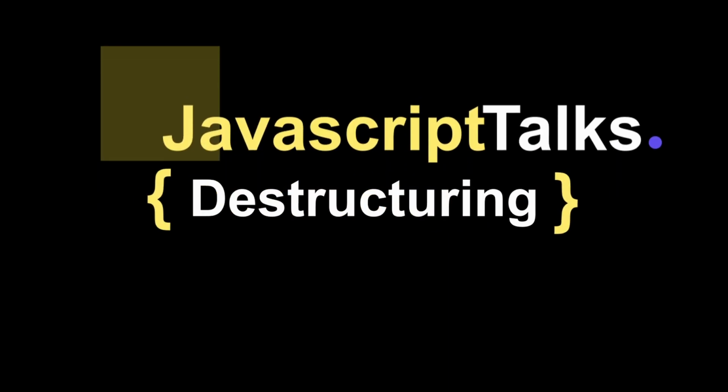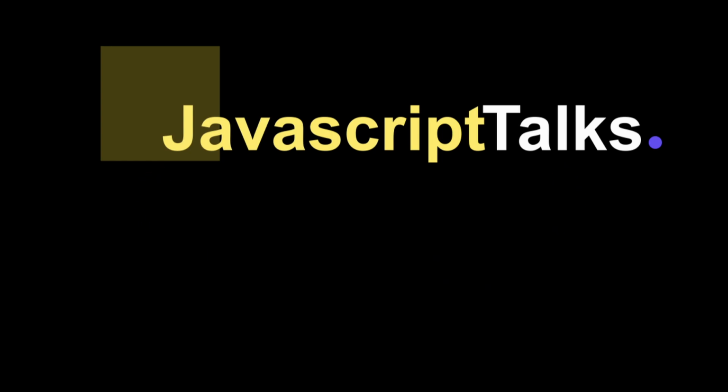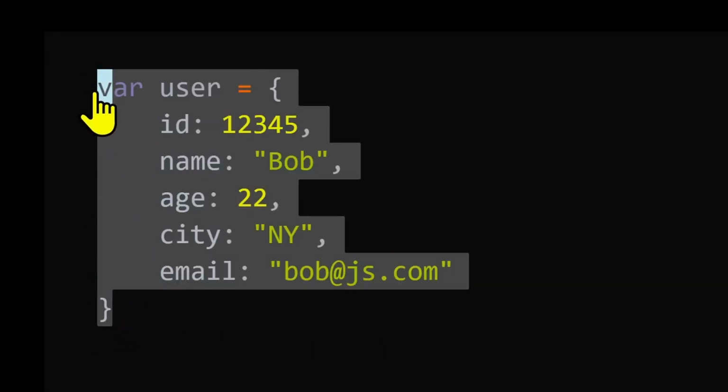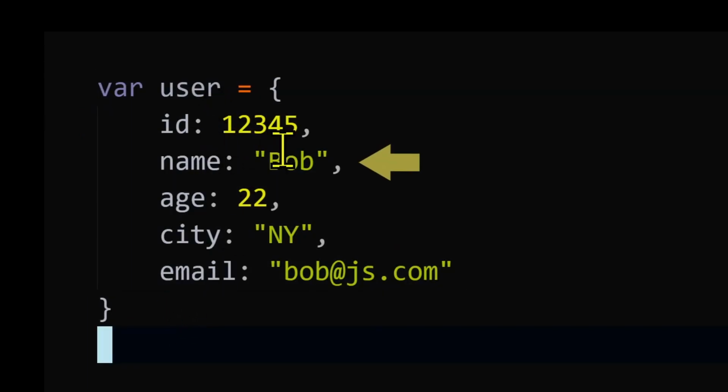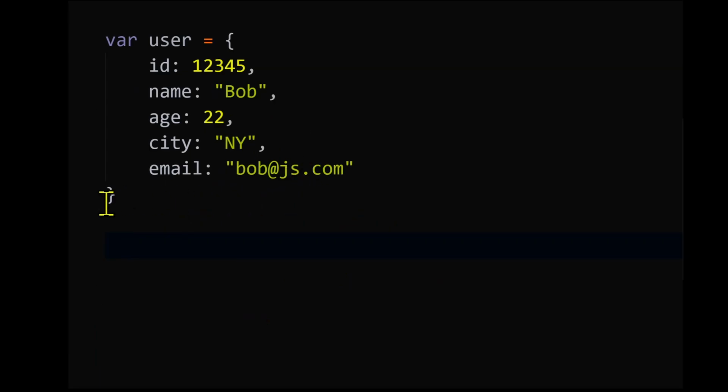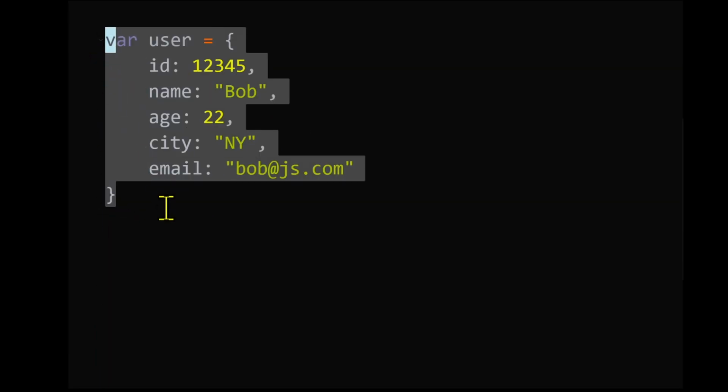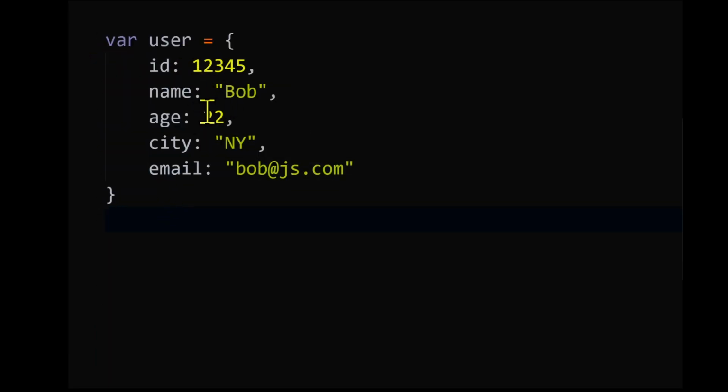Let's talk about destructuring in JavaScript for both objects and arrays. Destructuring is like breaking the object into pieces and picking the particular properties that we want. So I've written one simple user object that has ID, name, age, etc. And suppose you want to extract the name from this user object.